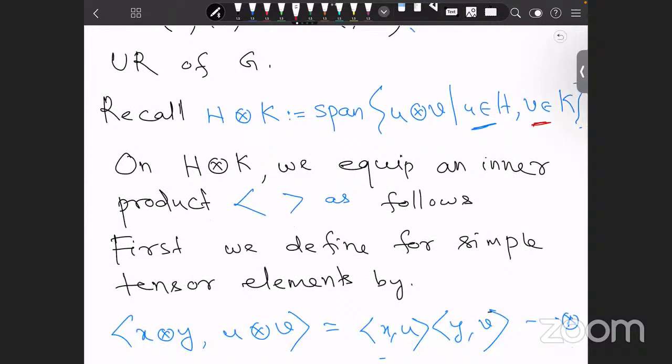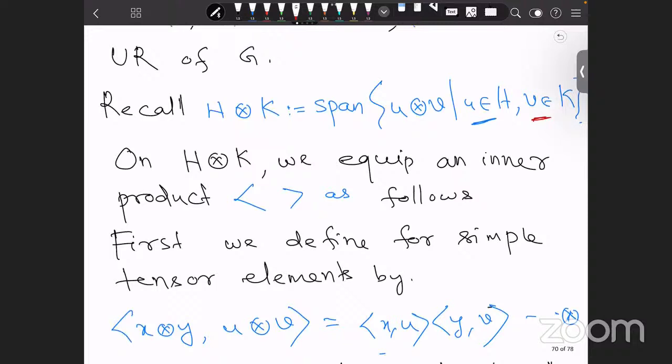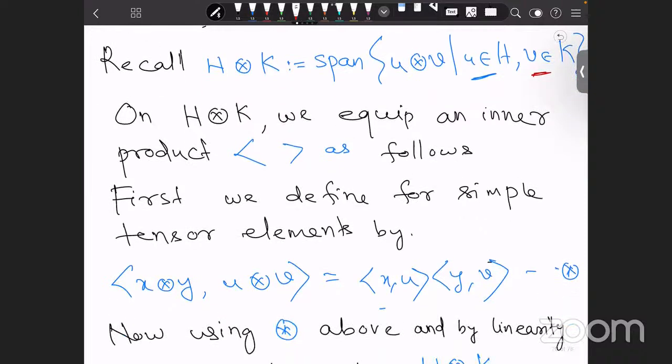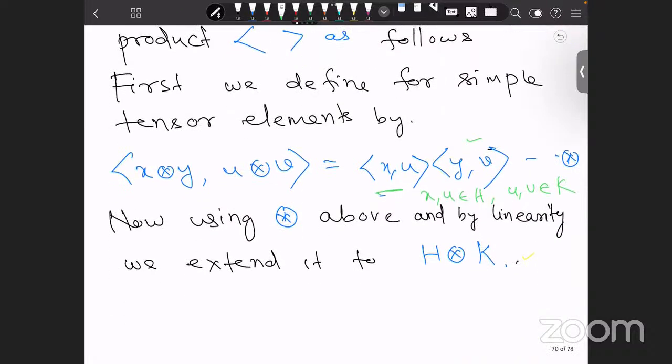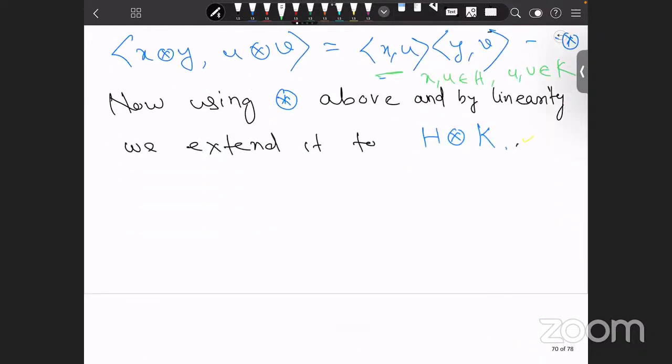First, we define it for simple tensor elements. First, we define the inner product of two simple tensors. So, the inner product of x ⊗ y, comma u ⊗ v, is nothing but the inner product of x and u, and the inner product of y and v. Here x and u belong to H, and y and v belong to K. So this is the inner product in H and this is the inner product in K. Now using this star above and by linearity, we extend it to H ⊗ K.